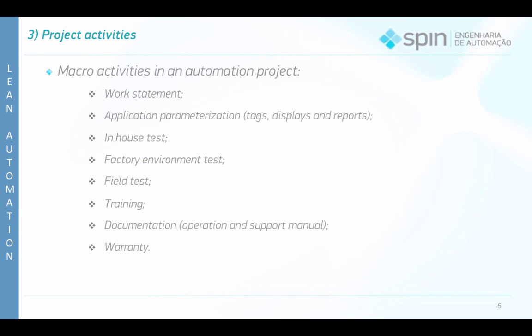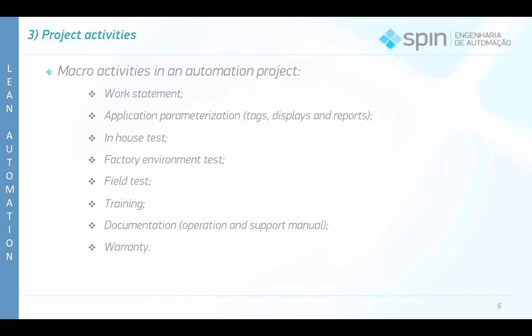Now that we have a sense of the elements involved in this project, we will better understand the phases of an automation project. All integration begins with a work statement. This is the moment to understand the elements and the variables of a project. After the information is collected, we can start the construction of the project itself, the parameterization of the application. Thereafter, it's time to make some tests.